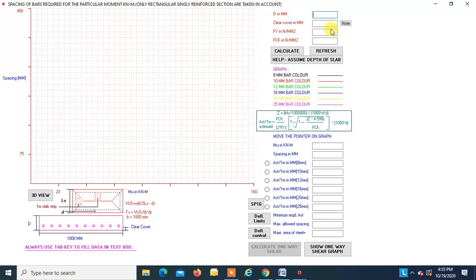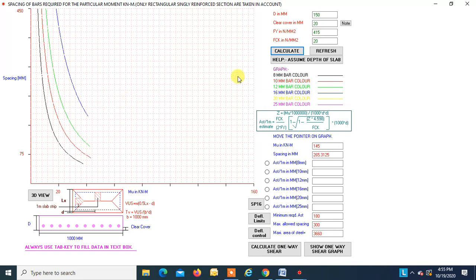So our first slab is 150 mm thick. For D, you have to give overall depth 150 mm. Press tab. Okay. Clear cover we have taken as 20 mm. Press tab. Okay. Fy is 415. Press tab. Fck is 20. Right. Calculate.